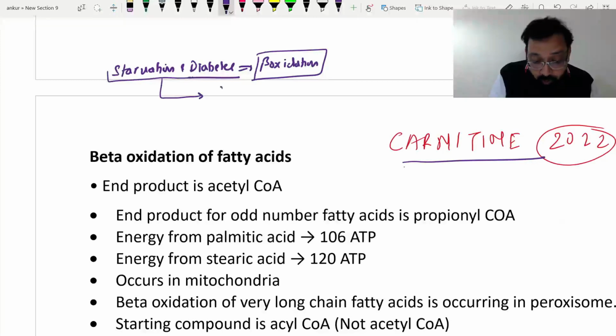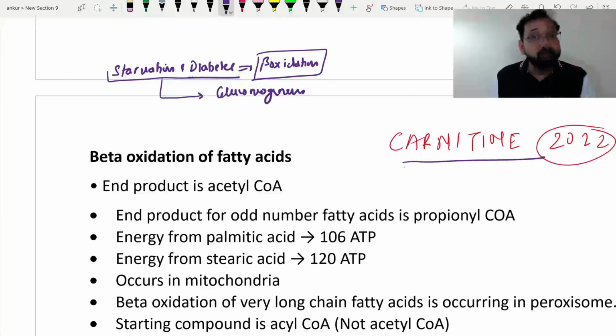Gluconeogenesis also occurs in starvation and diabetes. In starvation, there is no glucose. The liver will try to maintain blood glucose by gluconeogenesis. Why is the liver synthesizing glucose? Because, you know, the most vital organ, the brain, utilizes glucose in the fed state and fasting state.